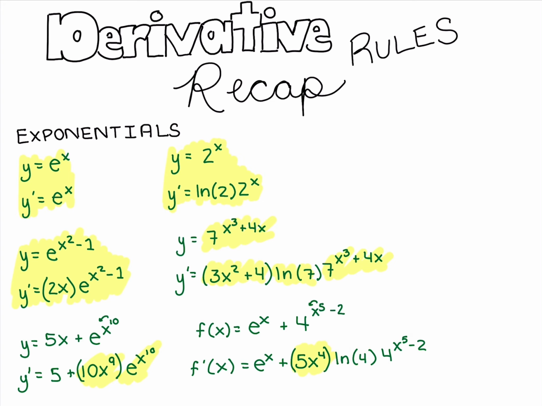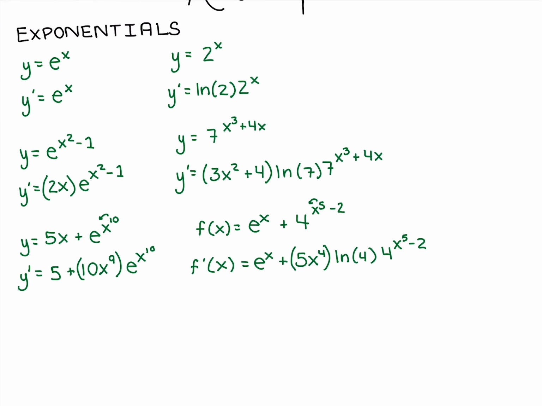So let's do one more that has all 4 of these exponential rules in it to wrap things up. Let's call it g of x is e to the x plus 14 to the x plus e to the x to the 3rd minus 4 plus 9 to the x squared.